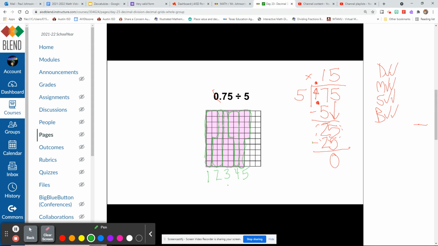Altogether, we had 75 hundredths. So this is 75 hundredths, our dividend, divided into 5 groups, and that gave us our quotient of 15 hundredths per group. Once again, the algorithm makes it a little bit easier, in my opinion, to get the answer. Because if you started drawing circles and drew circles incorrectly, you'd have to do a lot of erasing and things, and that could get frustrating. So the algorithm always works. All right, let's move on.